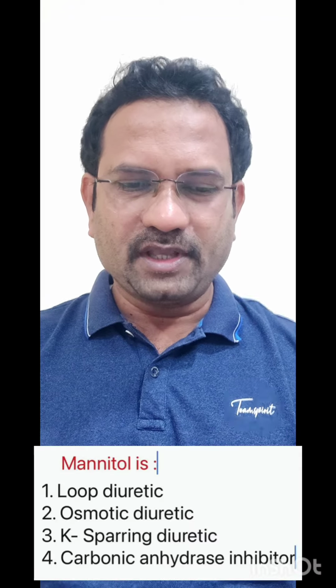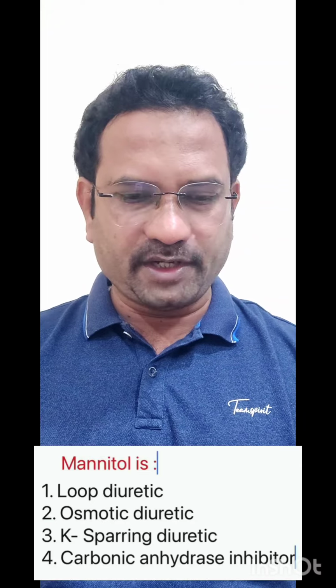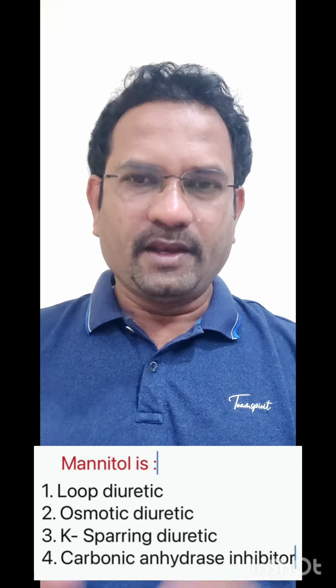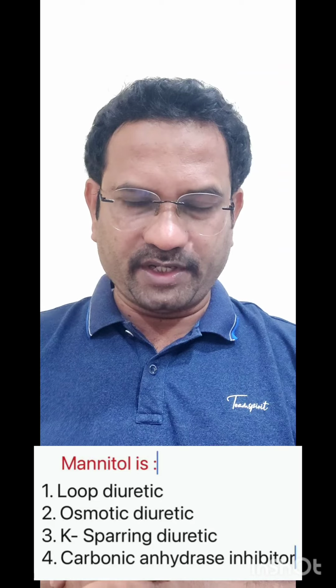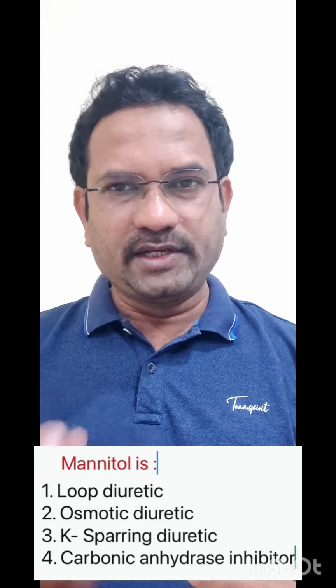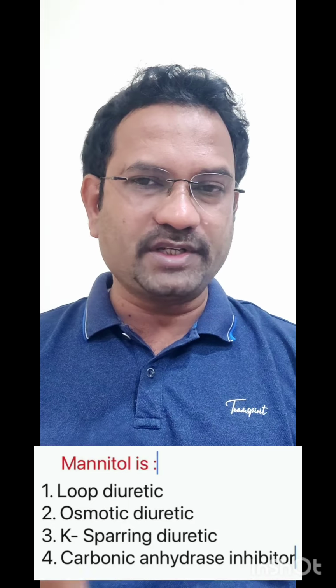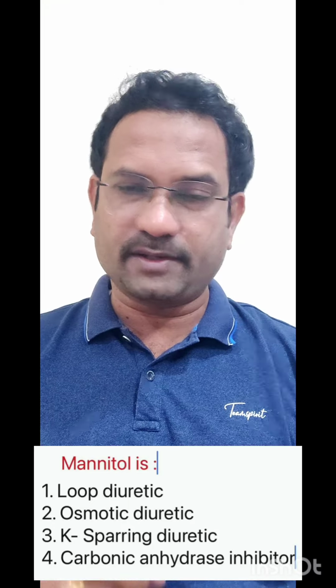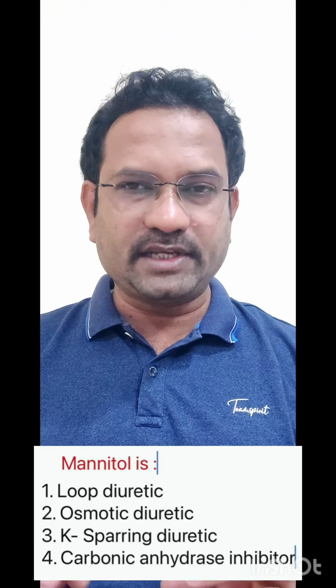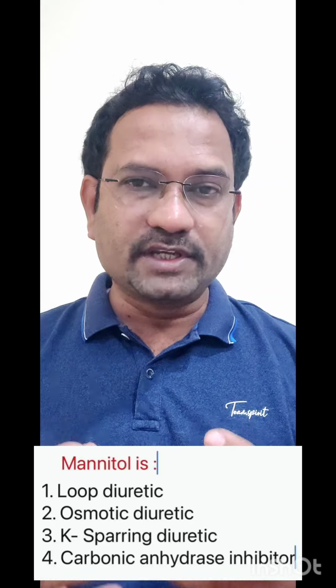Now the next question, Mannitol is, options given are loop diuretic, osmotic diuretic, potassium sparing diuretic, carbonic anhydrase inhibitor. Now mannitol is an osmotic diuretic. It shows its action due to its physical property. It increases osmotic gradient by which urination is increased, hence it acts as a diuretic. Understand this one. Mannitol does not bind with a receptor to act. It just acts because of its physical property.